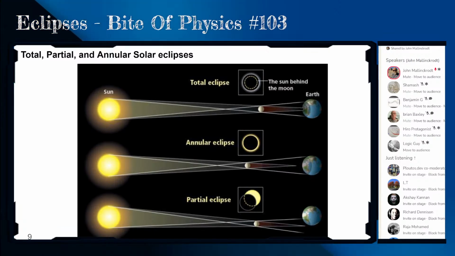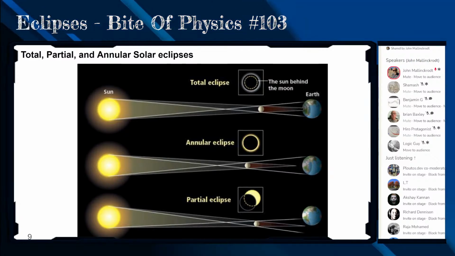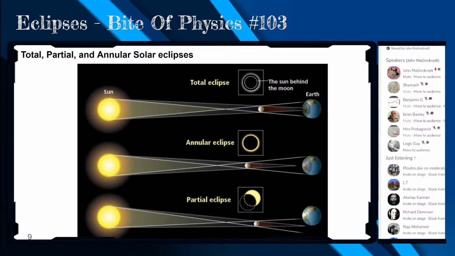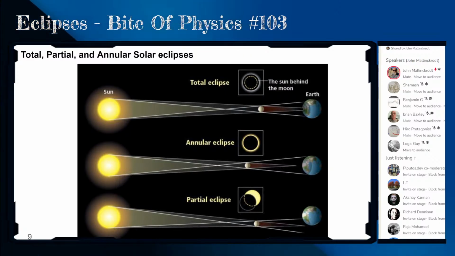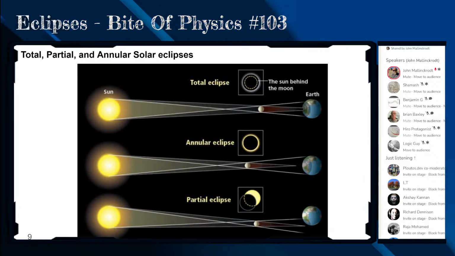In cases like that, nobody on Earth gets to see either an annular or a total eclipse. They'll just see a partial eclipse. But the difference between the total eclipse and the annular eclipse is simply whether the tip of the umbra makes it to the Earth. If it does, then there will be places on Earth where you can see a total solar eclipse. And if it doesn't, there will be a small region of places on the Earth where you can see the sun ringing the moon.